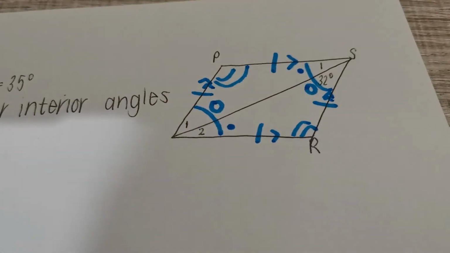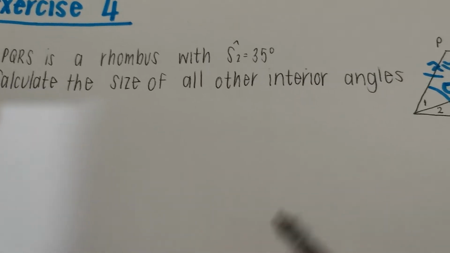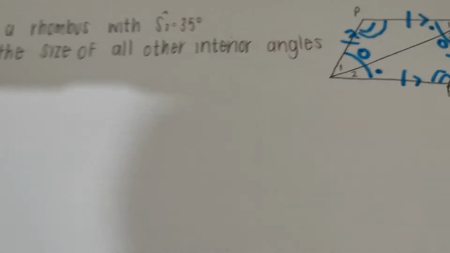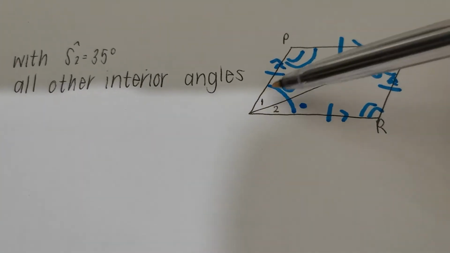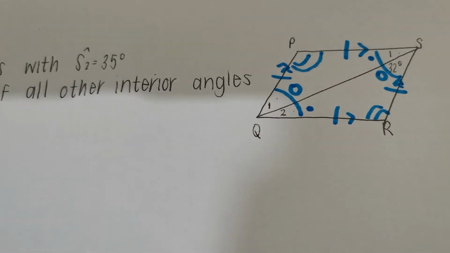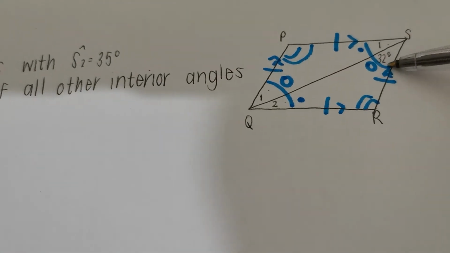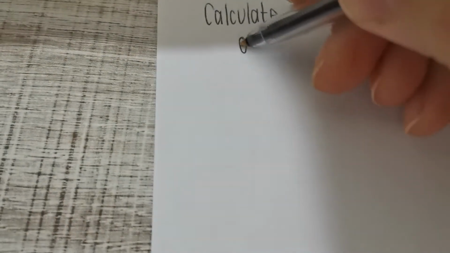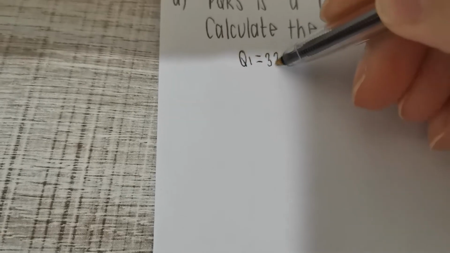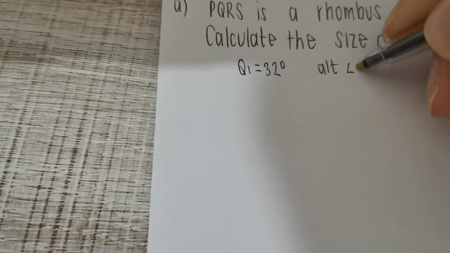There we go. Using all of this information, it says we need to calculate the size of the other interior angles. That means we need S1, Q1 and Q2. Okay, let's fill this in. I'm going to start with the one that we know is equal to this 32 degrees, which is Q1. So let's start over there. We're going to say Q1 equals 32 degrees. How do I know this? Alternate angles.